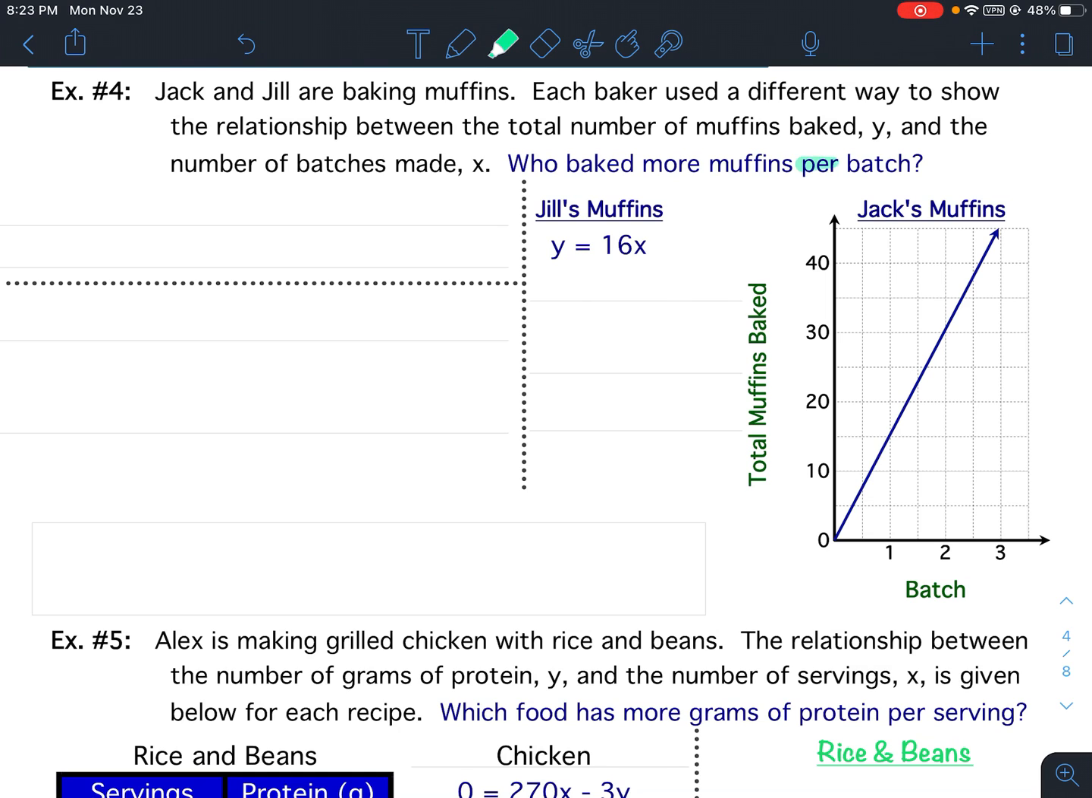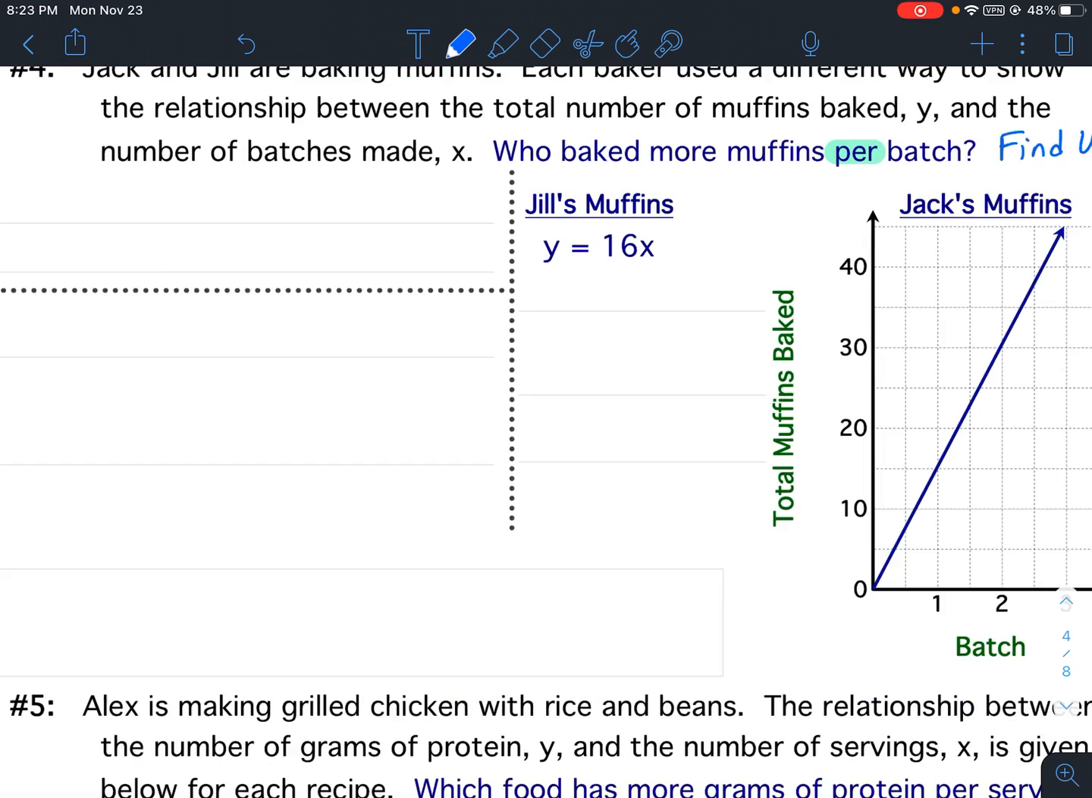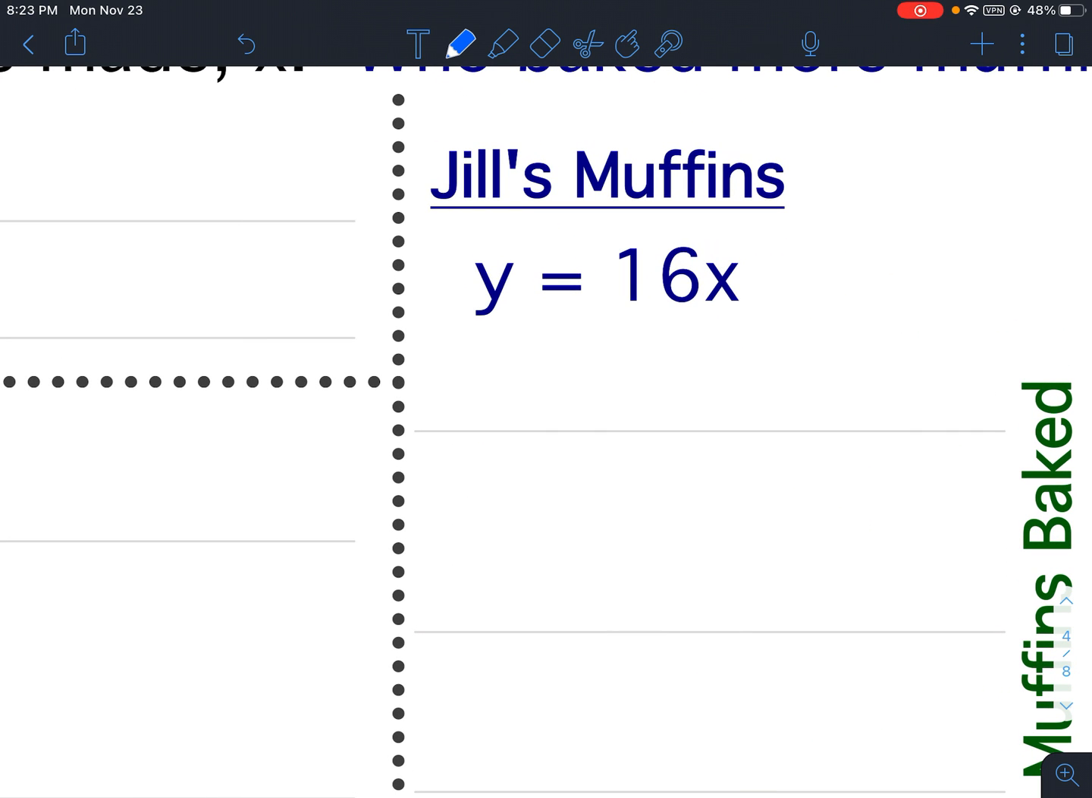So underline that word per. So that means we need to find the unit rate. Let's start with Jill. Jill's is great because if you look at hers, it gave you an equation. And remember, when they gave you the equation, you want it in slope-intercept form. Slope-intercept form is y equals. Well, this equation is already y equals 16x. So there is zero work to do here.